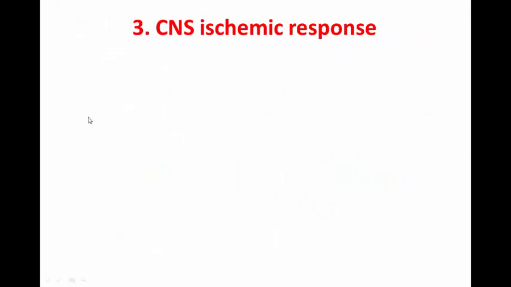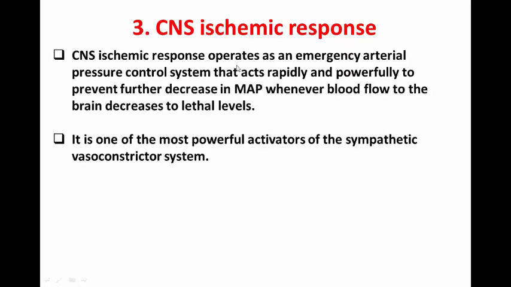Another important short-term regulatory mechanism of the arterial blood pressure is what is known as the central nervous system ischemic response. This response operates as an emergency arterial blood pressure control system, and it acts rapidly and powerfully to prevent further reduction in the mean arterial blood pressure whenever blood flow to the brain decreases to lethal levels. It is one of the most powerful activators of the sympathetic vasoconstrictor system.